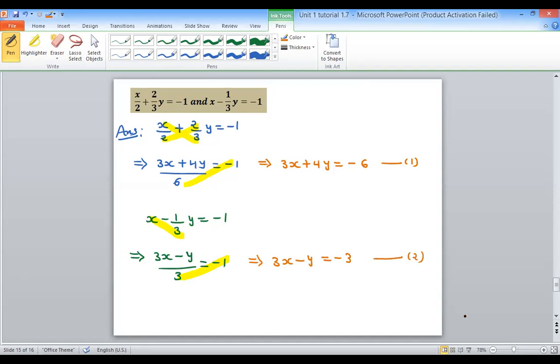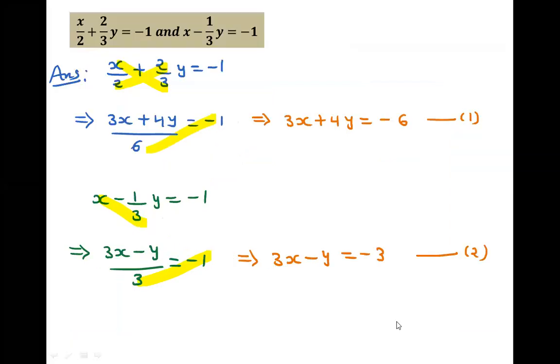So look, both equations are good to look at. The fraction parts are removed. Now, which procedure can we apply to eliminate any variable? If I want to remove the x variable, what can I do?